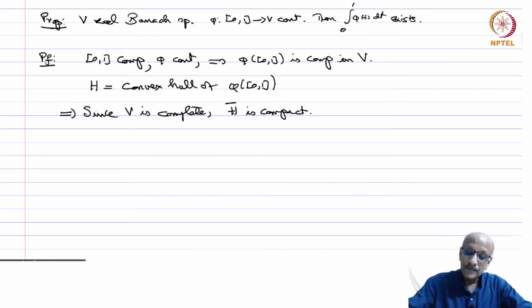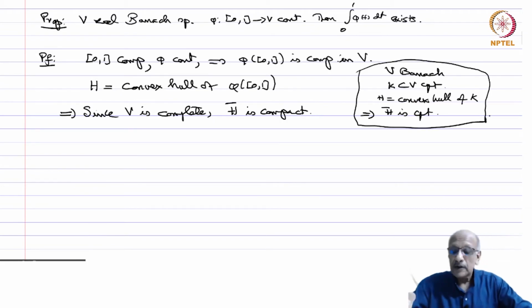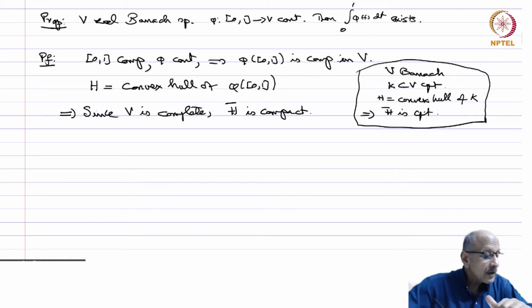So that is the, so V Banach, K contained in V compact, then H equals convex hull of K, and this will imply that H closure is compact. So in fact, because of the completeness, it is enough to show that H closure is totally bounded, and that can be done. Okay, anyway, we will accept this result. So we will assume this theorem in topology, and we will just take it.